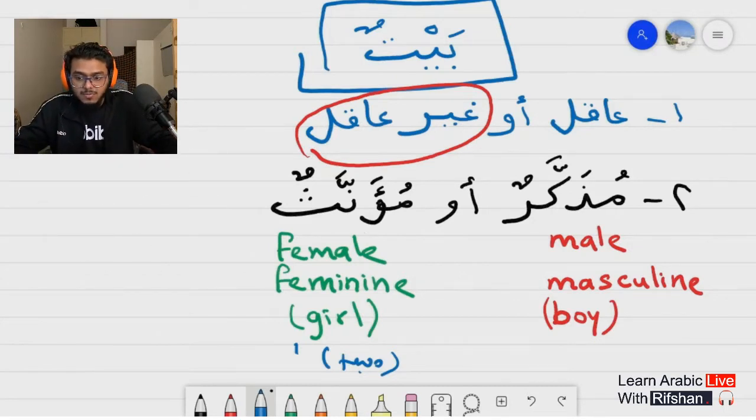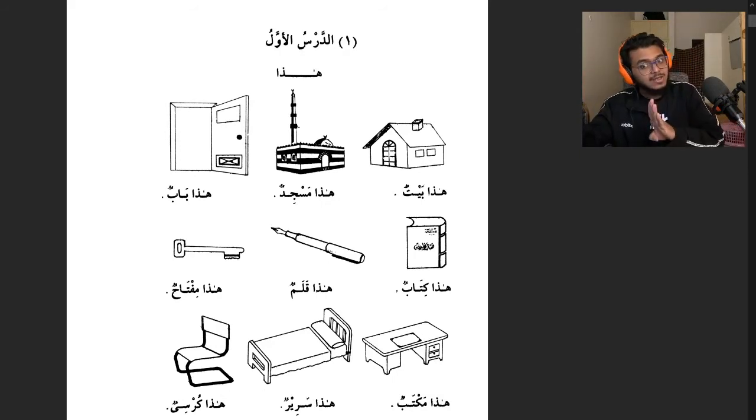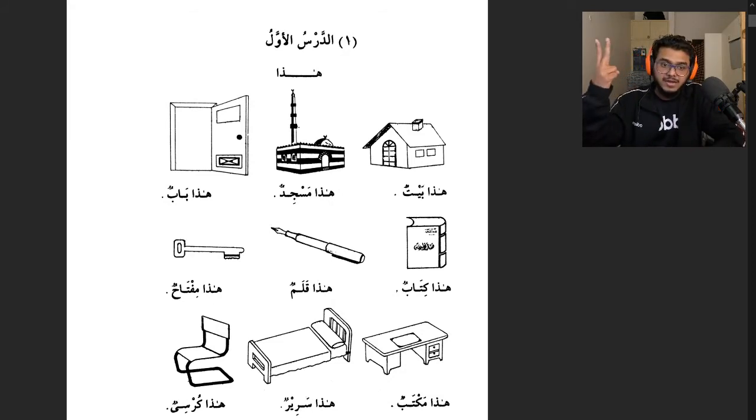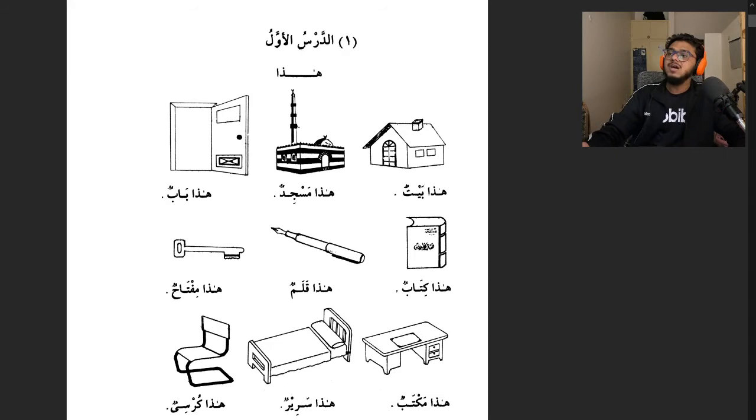Let's go into that book once again and see for ourselves which of those words are muannath and which are mudhakkar. So, as you can see, we are giving ourselves a tool to examine each and every word that comes in front of us. The first question we are asking is it aqil am ghayru aqil? Is it used for humans or not? The second question is it mudhakkar, male, or is it muannath, female? Now that's what we are observing right now.